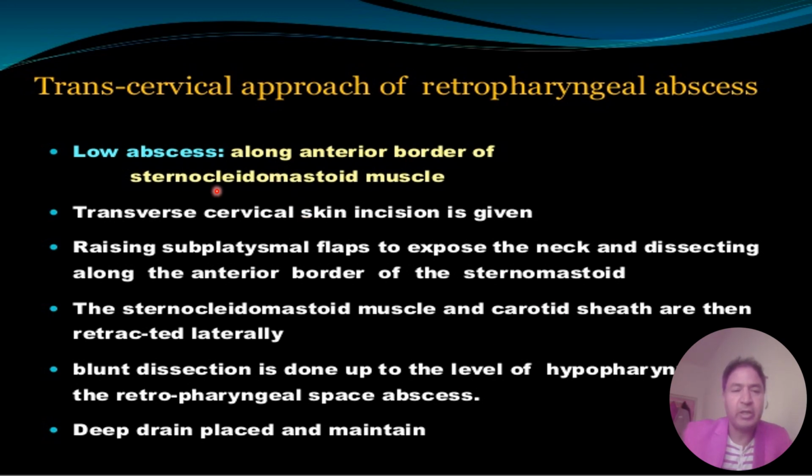We go transcervically if the abscess is low, along the anterior border of sternocleidomastoid muscle. A transverse cervical skin incision is given, raising the subplatysmal flap to expose the neck and dissecting along the anterior border of sternocleidomastoid. The sternocleidomastoid muscle and carotid sheaths are then retracted laterally. Blunt dissection is done up to the level of hypopharynx. Deep drain placed and maintained for 5 days. We keep the drain.